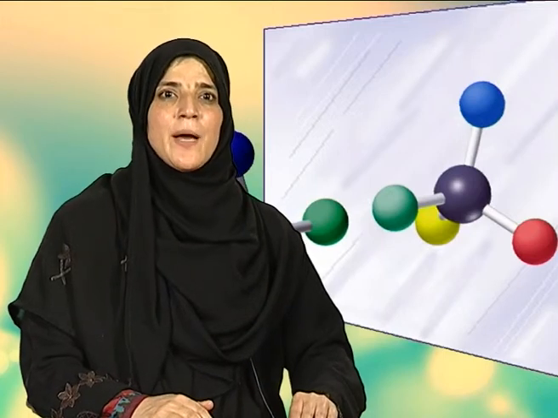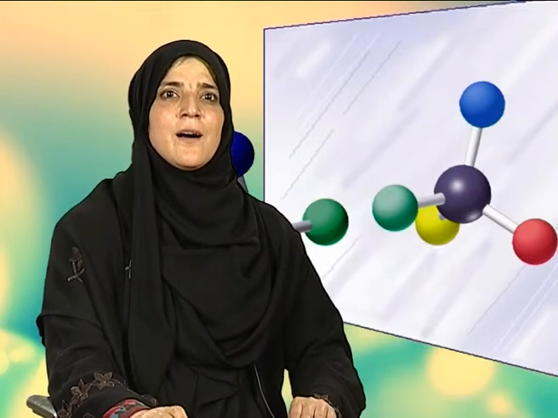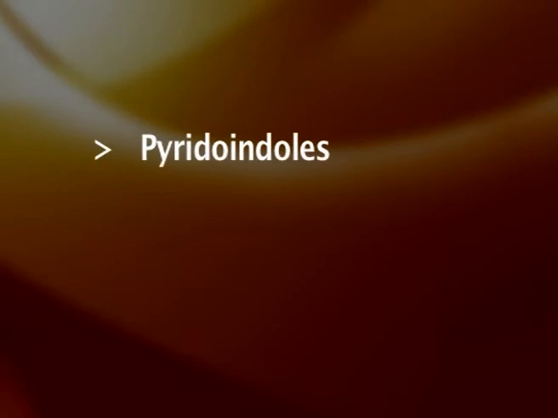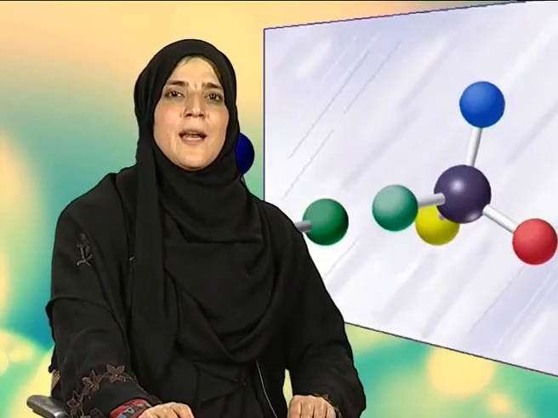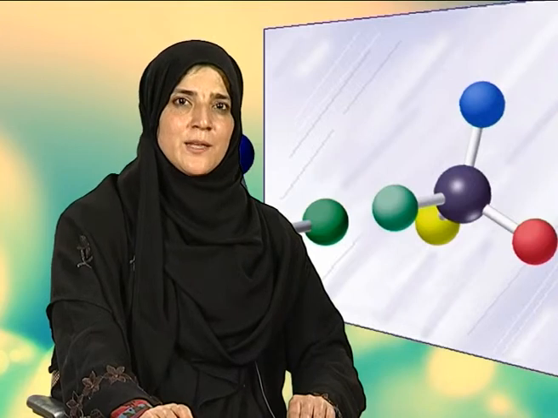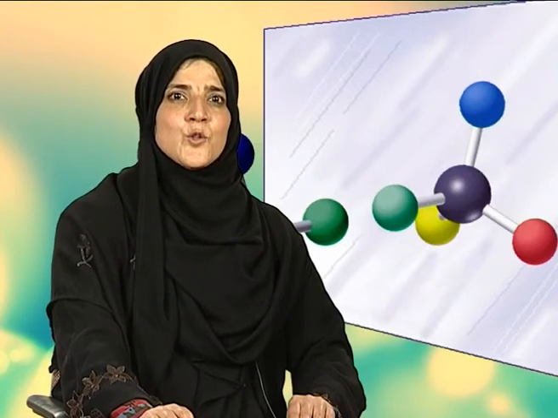The mutagenic compounds isolated from amino acid pyrolysates are pyridoindoles, pyridoimidazoles, and tetraazafluoranthenes. At the same time, it was found that mutagenic compounds of amino acids and proteins can also be formed at lower temperatures.